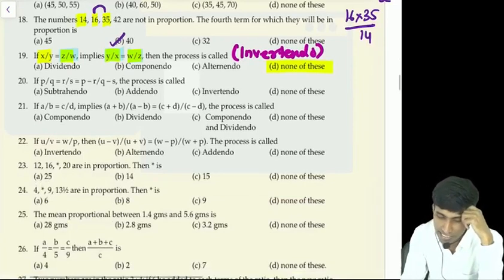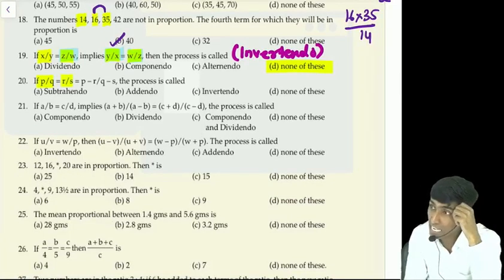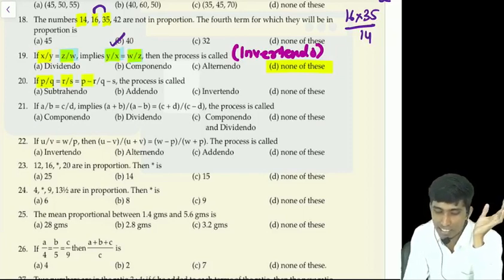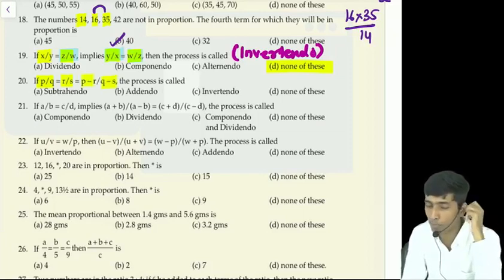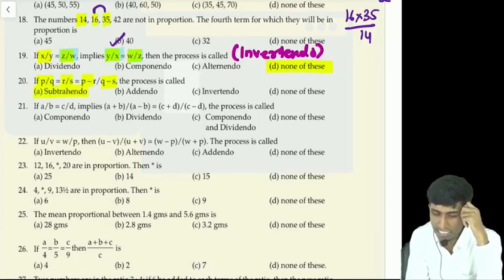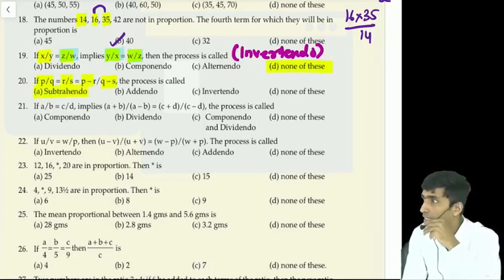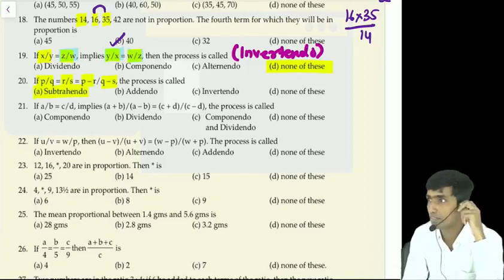Next, see, P by Q is equals to R by S. P minus R upon Q minus S. Which property? Subtrahendo. Wow. Easy.